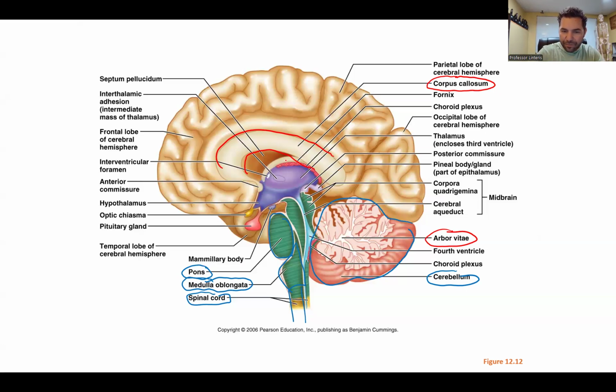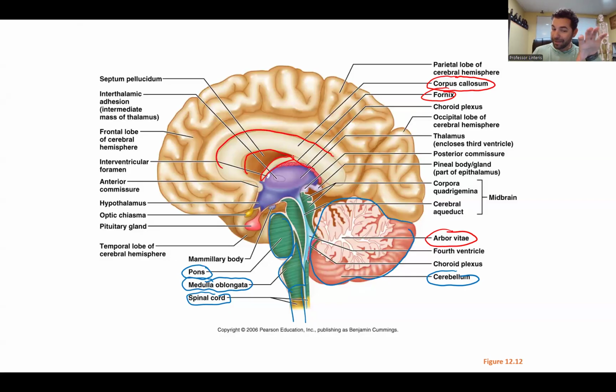In addition, we can see the fornix. And I'll shade it in red here, and then we'll get rid of it. That fornix is a little structure underneath the corpus callosum, right?